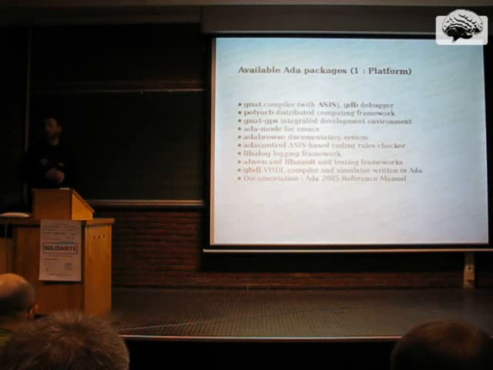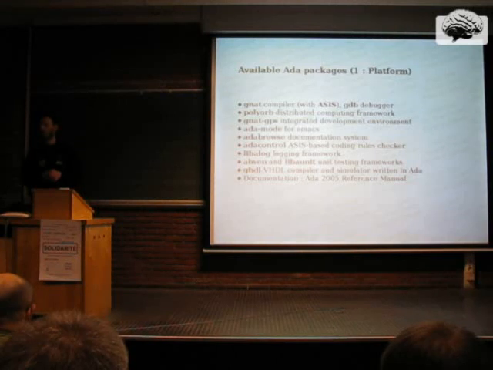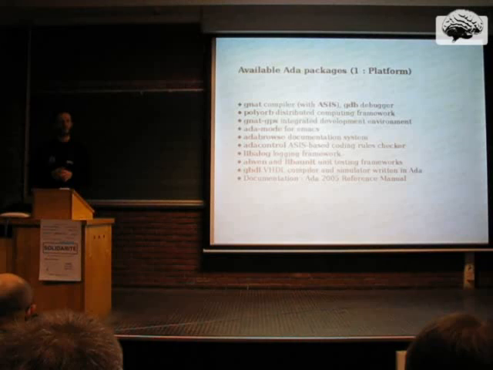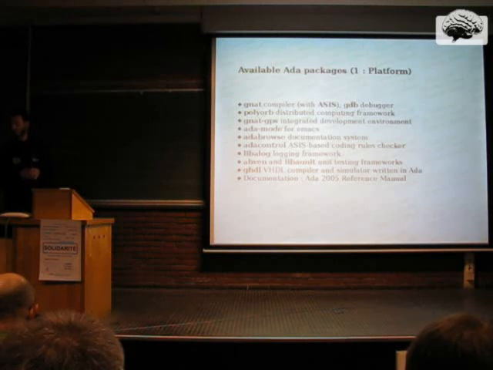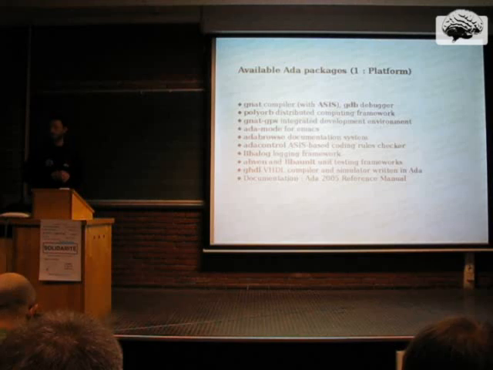Ada Control is the coding rules checker that I was mentioning earlier. It allows you to create rules to check for compliance of sources with some corporate rules or to avoid bugs or to try to detect bugs before they hit. Then you have a number of logging frameworks like libalog. Arven and libaunit are both unit testing frameworks, so you get a choice.